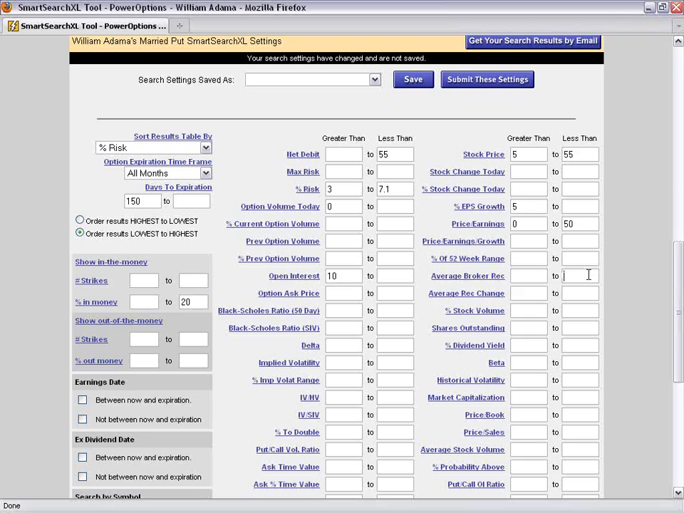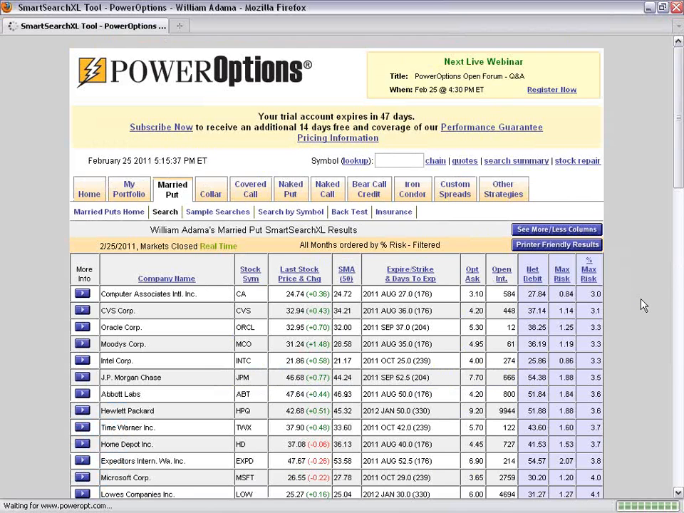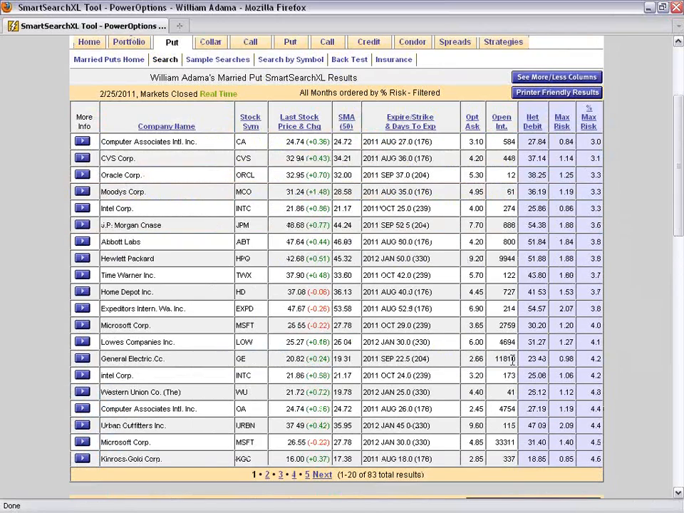And let's take that broker recommendation, John, because you had mentioned it. Let's say we want to look for stocks between a buy and hold or strong buy recommendation, so we'll look for a broker recommendation of less than 2.6. Let's go ahead and submit that. Okay, down to 83 results. Further limiting it down as I go, aren't I?